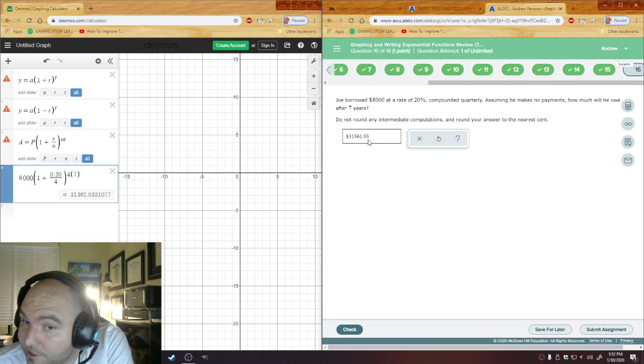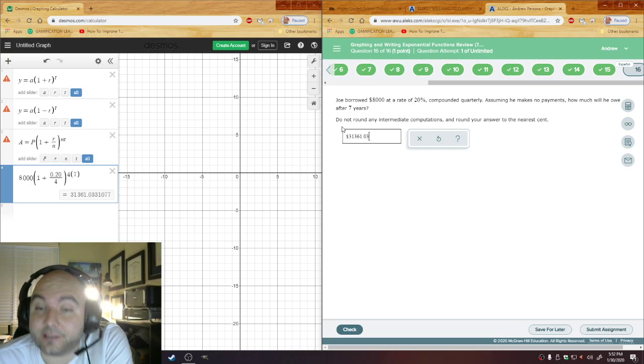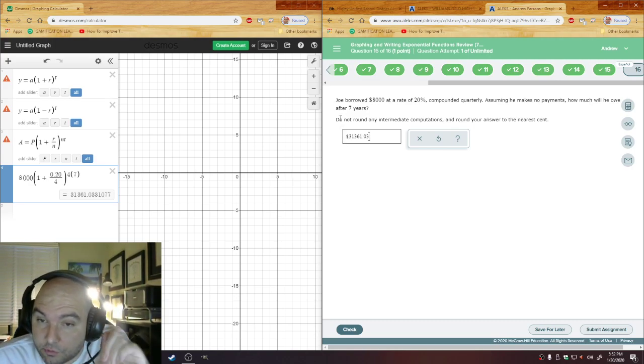Now, this is interesting. I've said this, I think, when I was doing the homework as well, but can you believe that if you borrow $8,000 at 20% and you don't pay a cent of it back for 7 years, you will owe $31,361? Is that a good deal or a not good deal? That is a bad, no, don't do that deal.